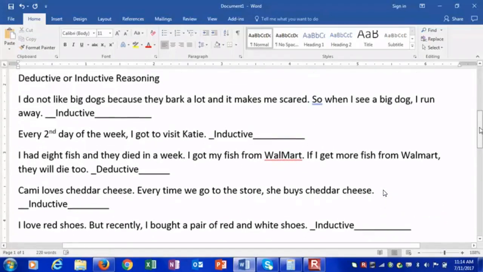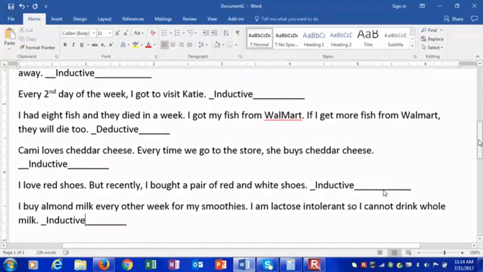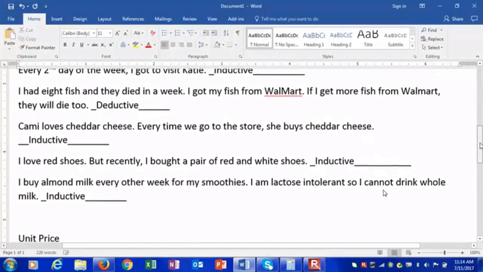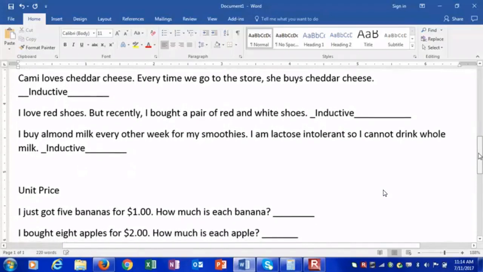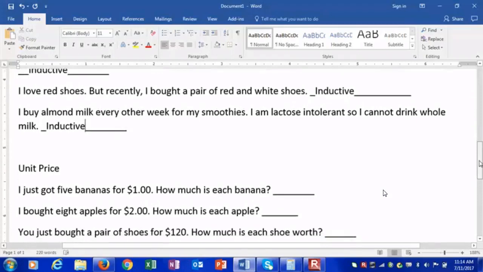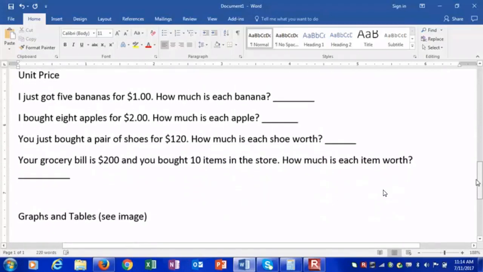Okay? Any questions? I know some of these could kind of go either inductive or deductive, but it just depends on how it's read, and it's based on, is there a pattern or is there logic? Okay? Questions or concerns on inductive or deductive?